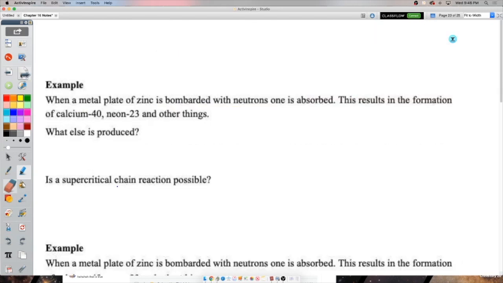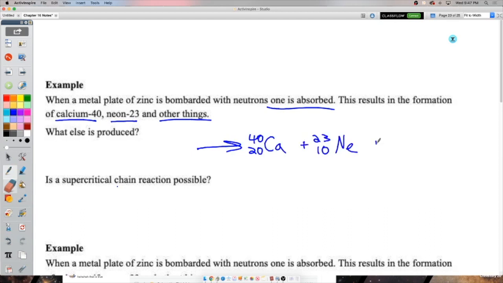Okay, when a metal plate of zinc is bombarded with neutrons, one is absorbed. This results in the formation of calcium-40, neon-23, and other things. So what are the other things? Okay, let's start with the products because they told us those, or some of them anyway. So we're going to have calcium-40, neon-23, and other stuff.